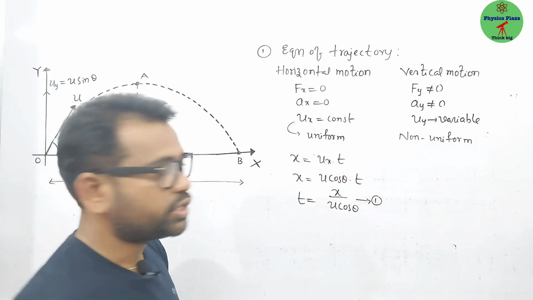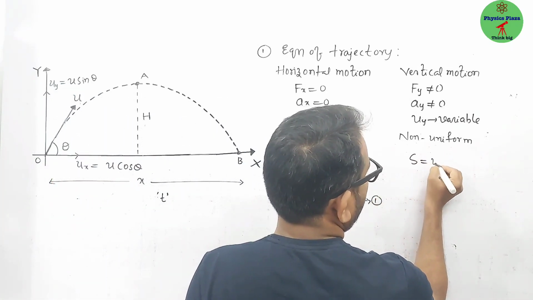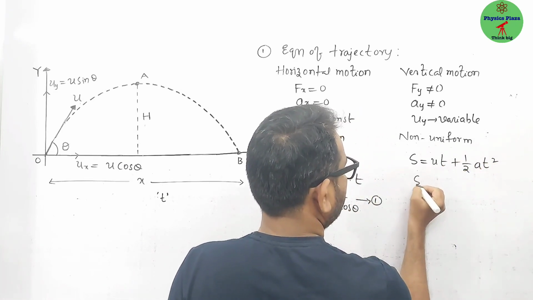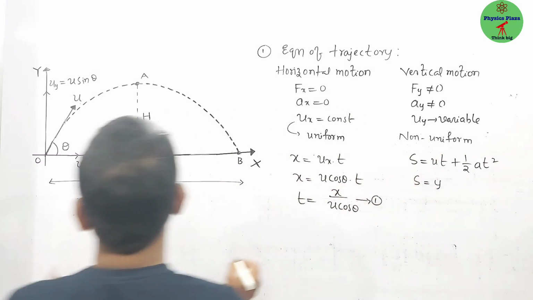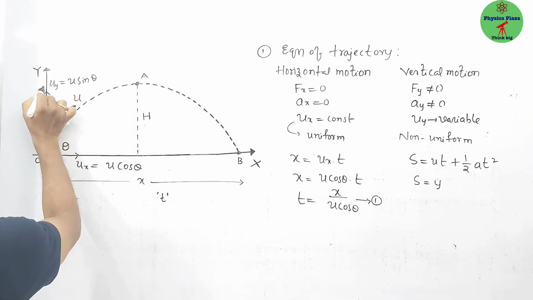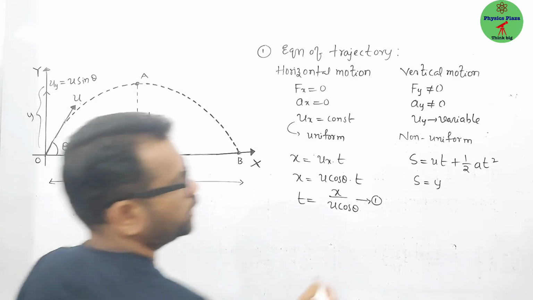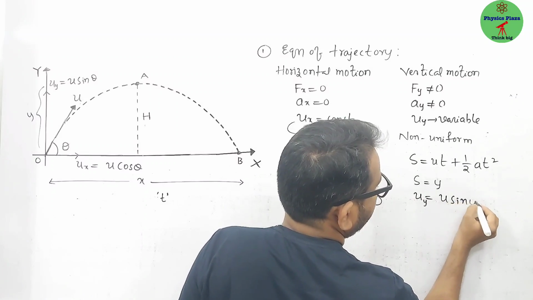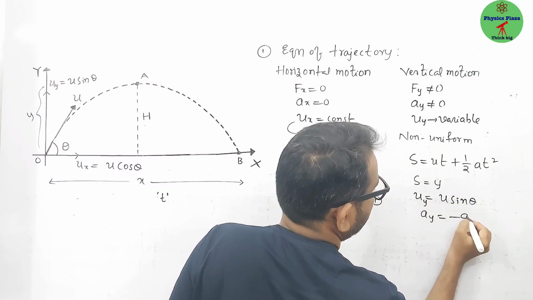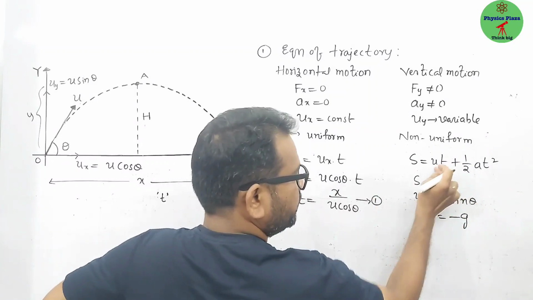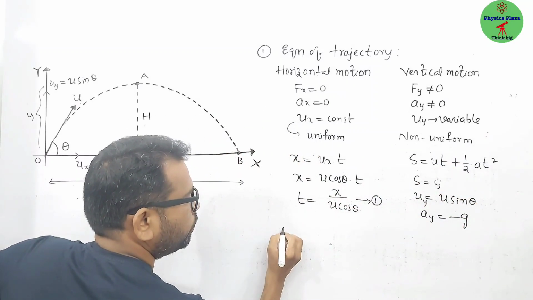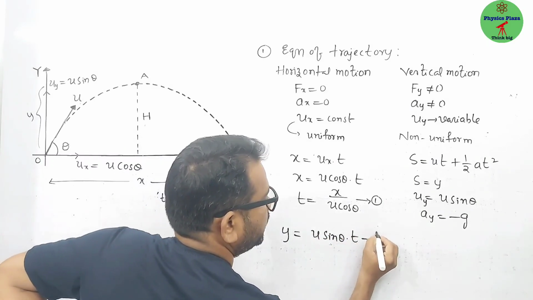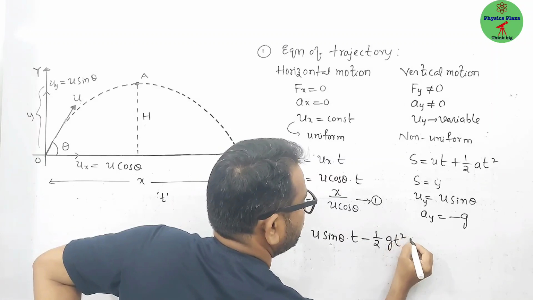Now vertical motion, dear children, we have this formula, right? s is equal to ut plus half at square. But here in the vertical direction, let us say the vertical height from here to here is y. Here uy is equal to u sin theta, and ay is equal to minus g. Now substitute all these things in this equation. What do we get? y is equal to u sin theta into t minus half g t square, equation 2.